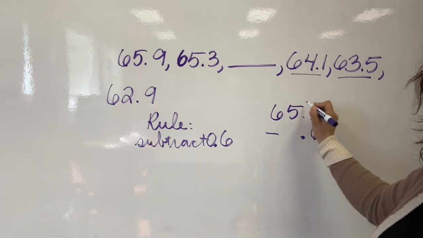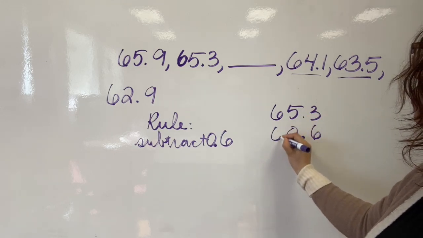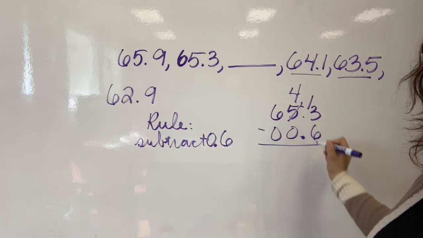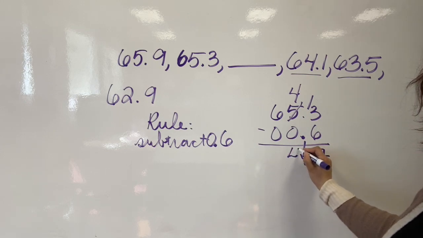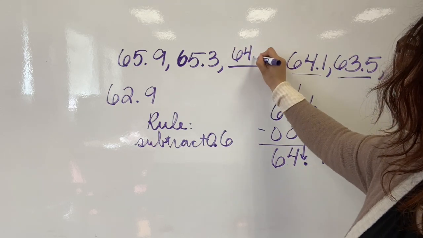from it. Now remember, again, my decimals are lined up. If you need to, you can put your filler numbers. So the fill-in number will be 64.7.